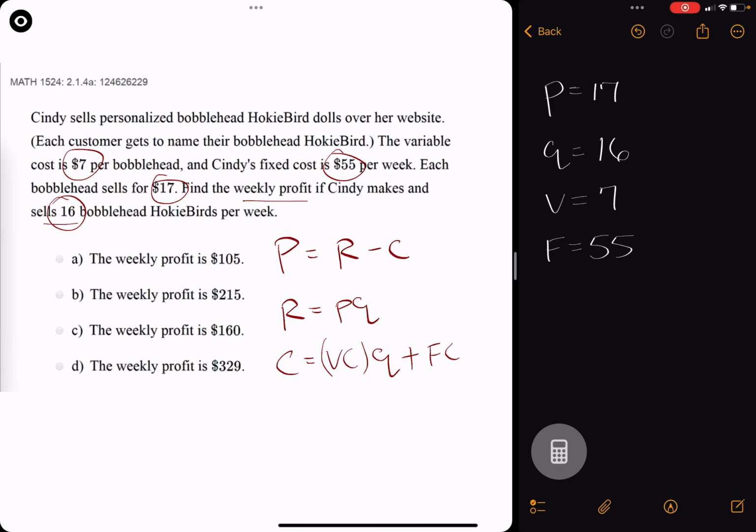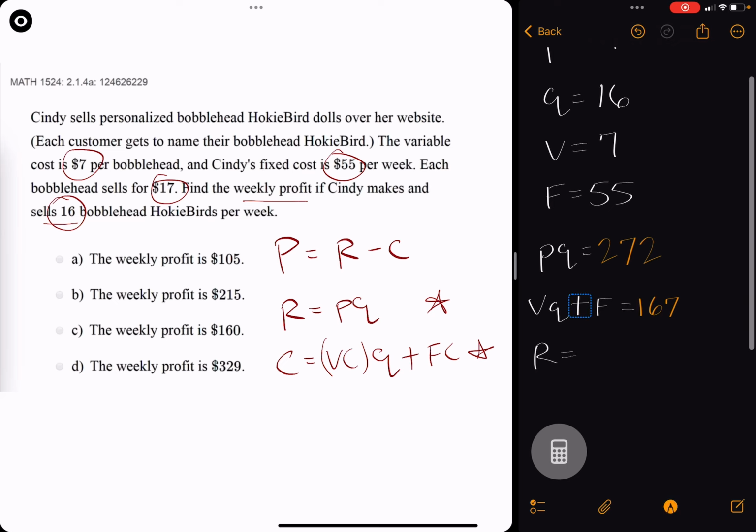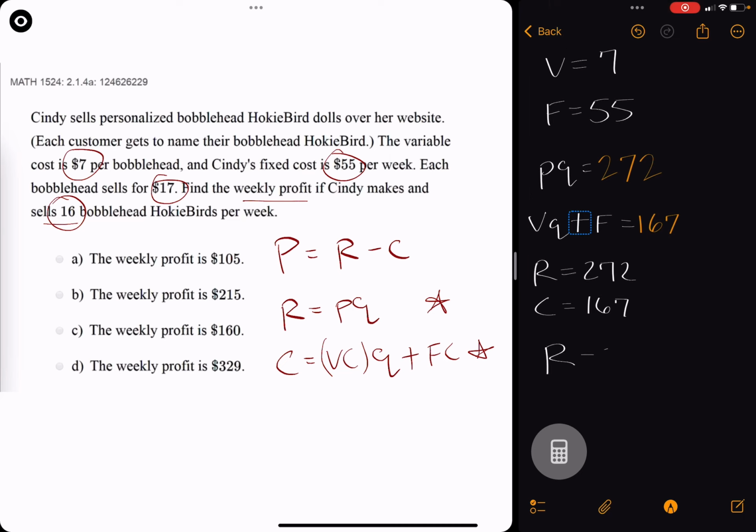Now, with a few small calculations using these constants, we should be able to calculate the revenue and then the cost. So I will say that the revenue is price times quantity. So just P times Q equals, and we get 272. Then the cost should be variable cost times Q plus the fixed cost, and that gives us 167. Therefore, the revenue is 272, and then the cost would be 167. And then what we could do is revenue minus cost equals, and that is our profit, just like that.